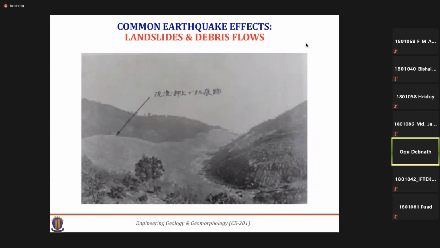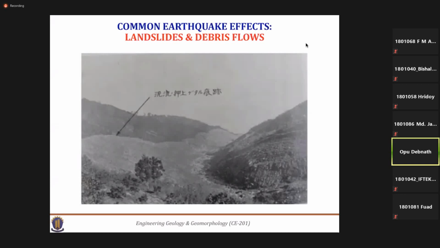And another effect of earthquake is landslide and debris flow. While in a mountain belt the earthquake occurs, along with heavy rainfall, if these natural disasters occur simultaneously, then these types of landslide and debris flow may occur. Due to the heavy rainfall intensity, the overlying layers contain a huge amount of water in the soaked soil.